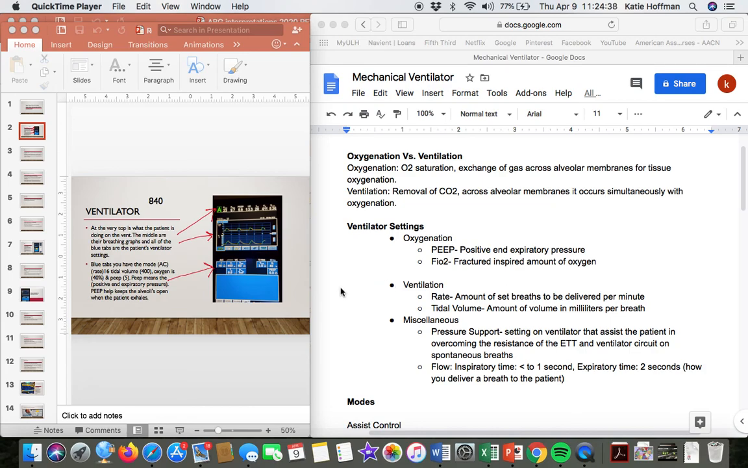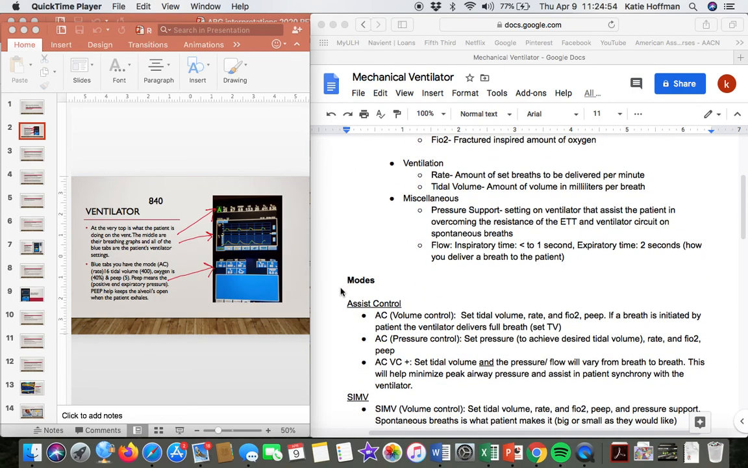And then we can talk about pressure support. That's a setting on the ventilator that assists the patient in overcoming the resistance of the ET tube and the dead space of the ventilator circuit, and that's for only spontaneous breaths. We can talk about our flow a little bit. That'll help determine our I:E ratio, and that is how we deliver the breath to our patient.